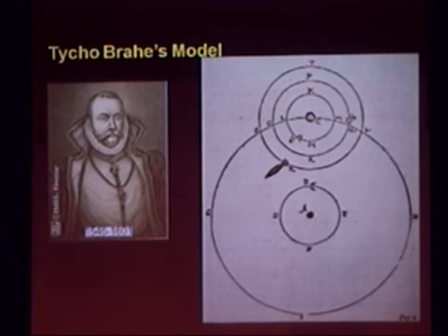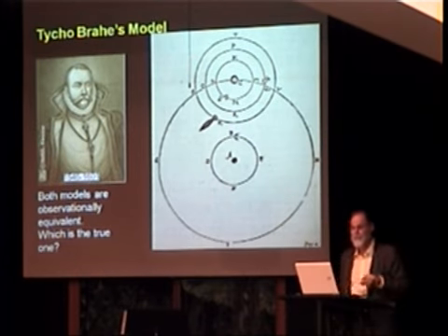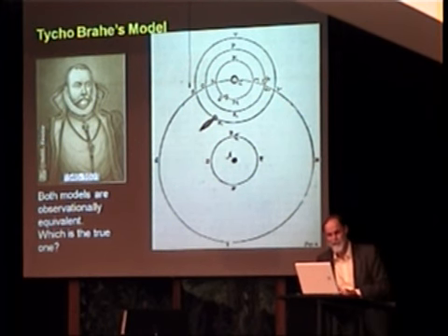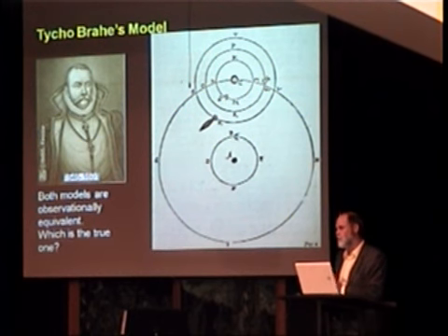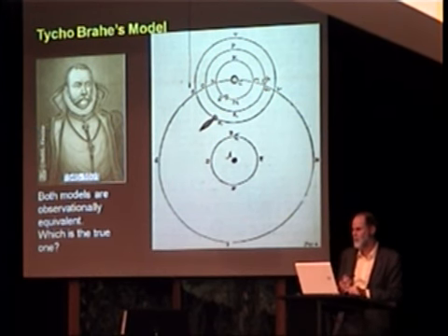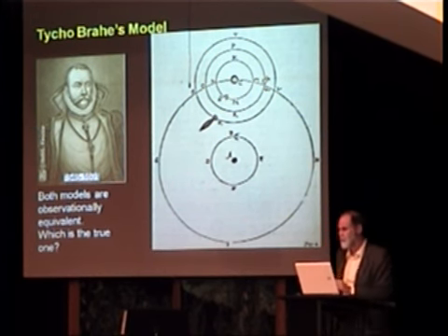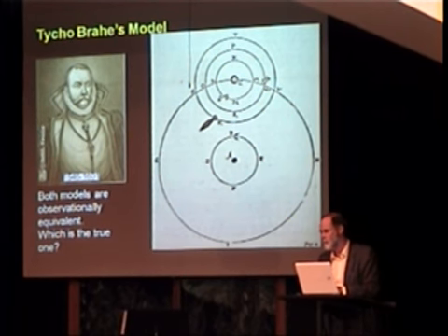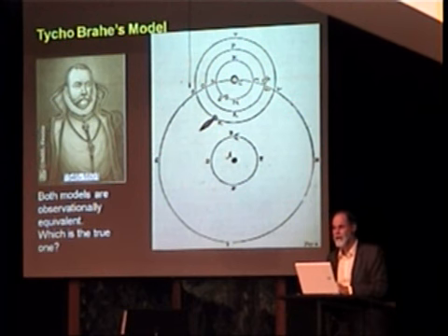So now the question that arose was, which of these models is true? They both give you exactly the same observational results. The one has the Earth fixed at the center with the sun moving around it. The other one has the sun fixed at the center with the Earth and everything else moving around it. So what do you think? Which one of these models should we take as true?